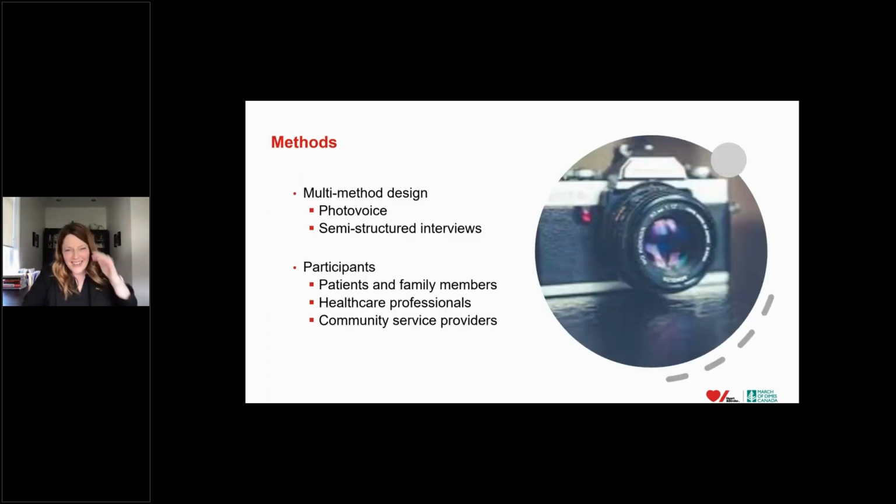There we go. So a study design: one for the people living with stroke and their family members, the photovoice, and I'll explain what it is in a minute. And for the healthcare providers and the community services providers, we used semi-structured interviews, a classic method.